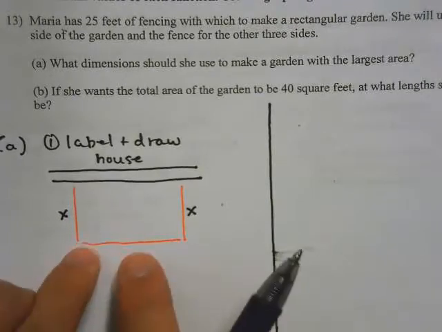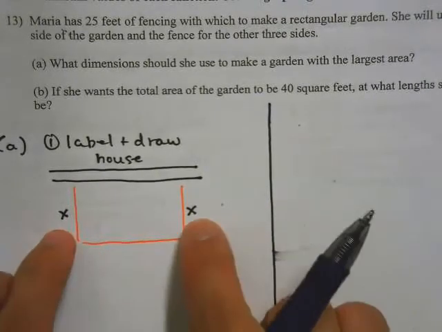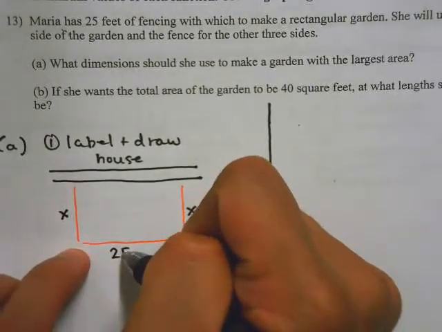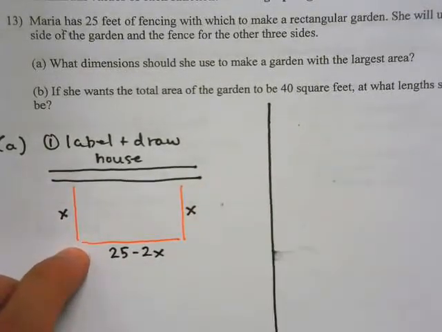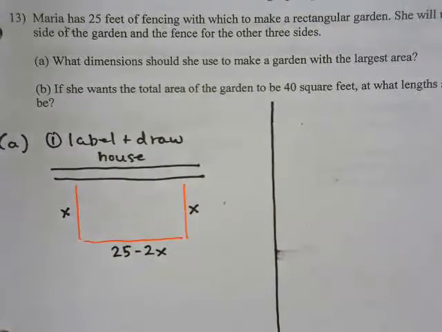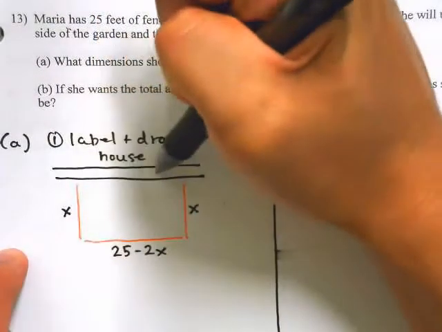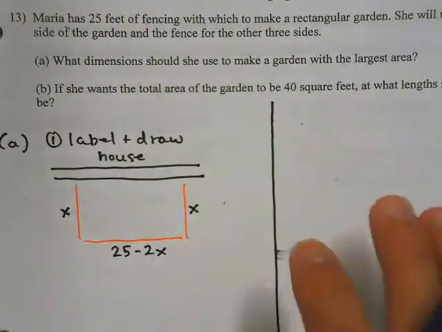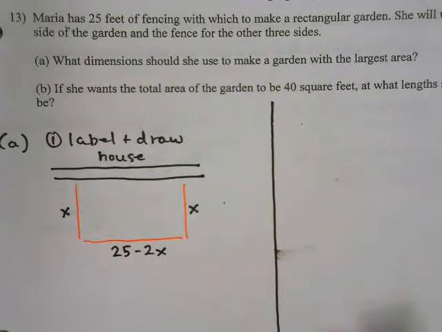So to label this part over here, we've already used up two x's, so we're going to have to do a subtraction of 25 minus 2x. And that will be that third side. We don't have to make an equation over here because we're not using a fence in this part. That's just part of the house. Okay, so we got that label and draw out of the way.